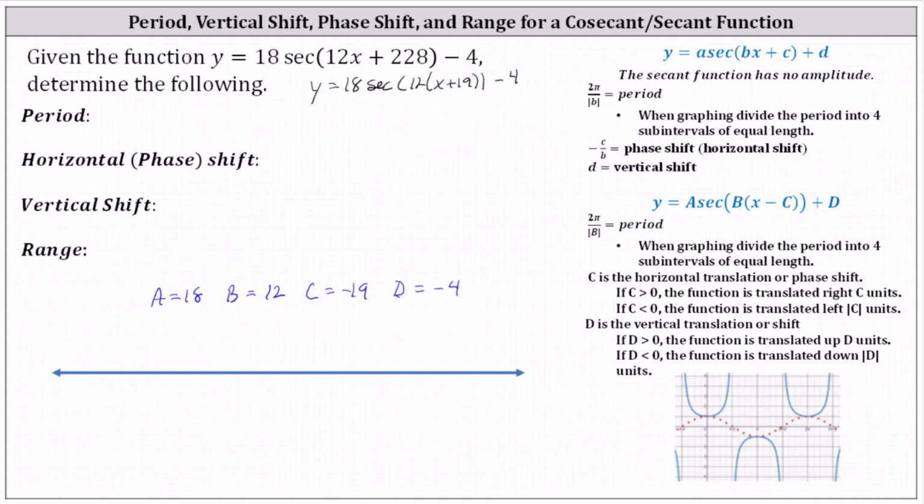Now let's determine the period. The period equals 2 pi divided by the absolute value of b, which gives us 2 pi divided by 12, which is pi divided by 6, or 1/6 pi. Next, the phase shift or horizontal shift is determined by the value of c, which is negative 19. Because c is less than 0, the function is translated left the absolute value of c units, or in our case, left 19 units.